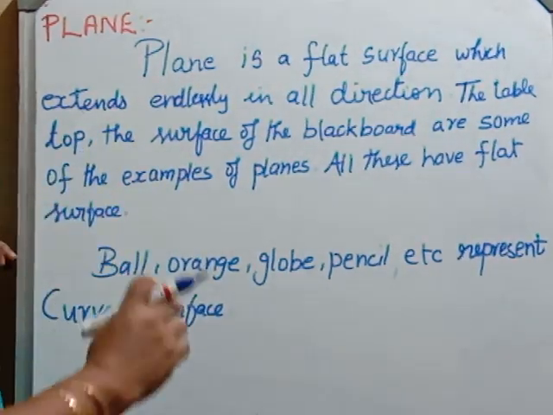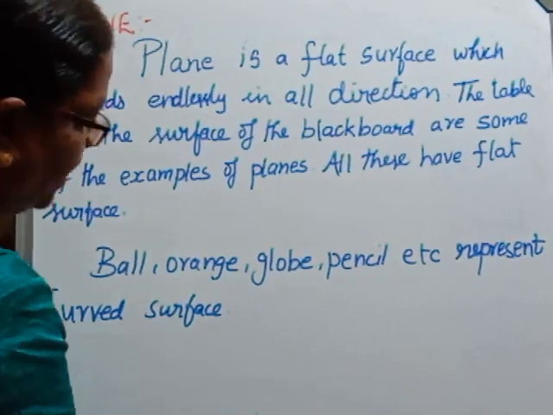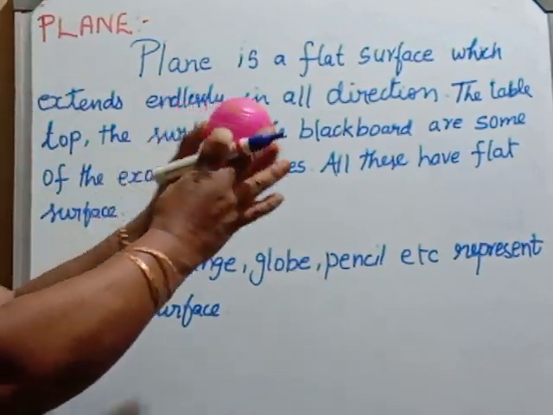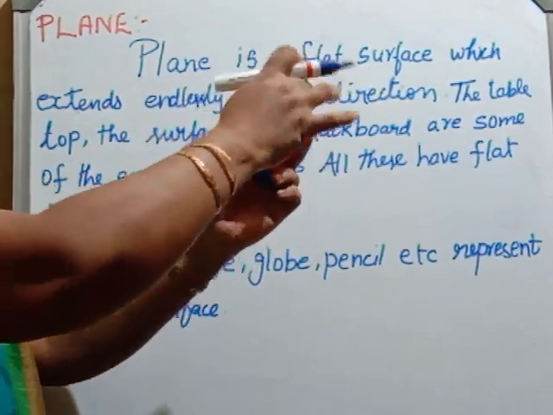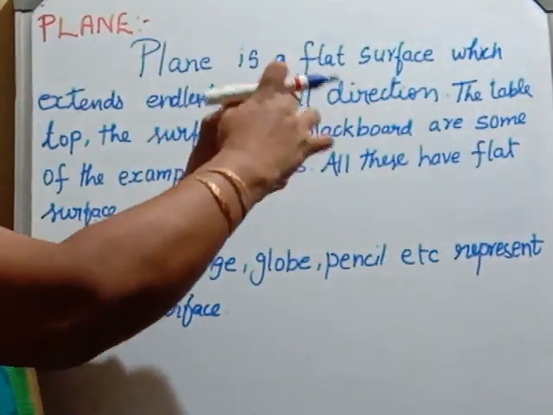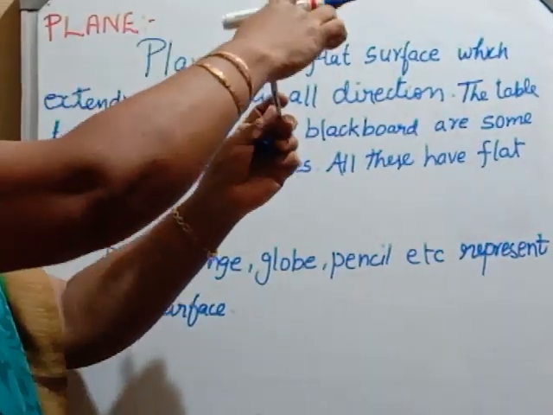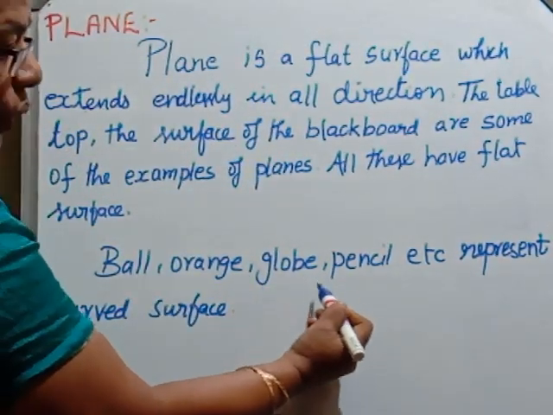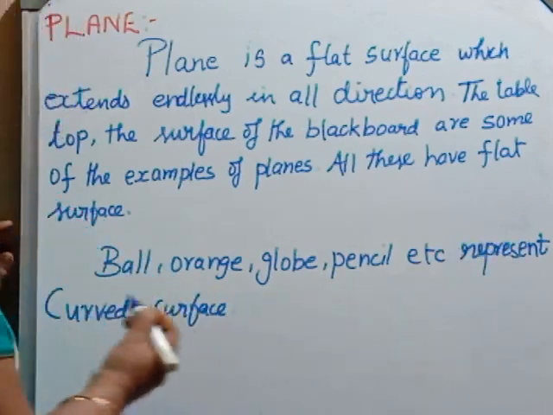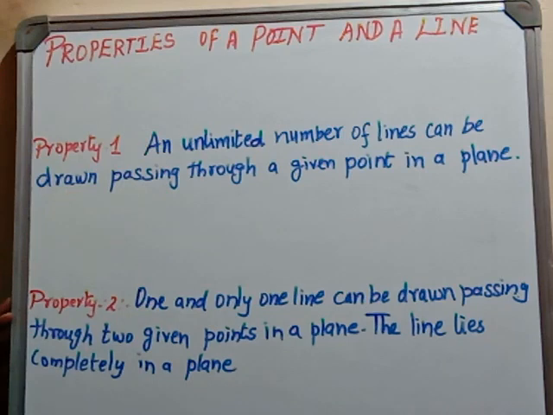Now, are there only flat surfaces? No. We have curved surfaces also. Here you see the ball. This ball has a curved surface. Example, the ball has a curved surface. Here I will show the pencil. This pencil also has a curved surface. Now, ball, orange, globe, pencils, etc. represent curved surface. Now, we are going to learn about the properties of a point and a line.